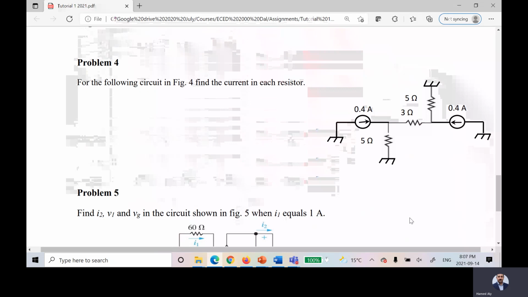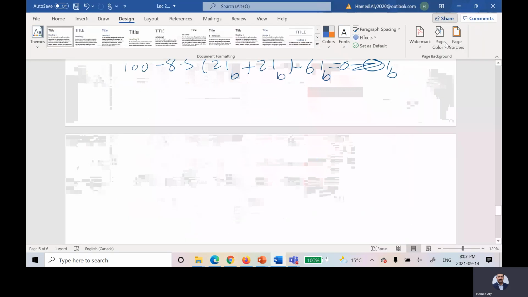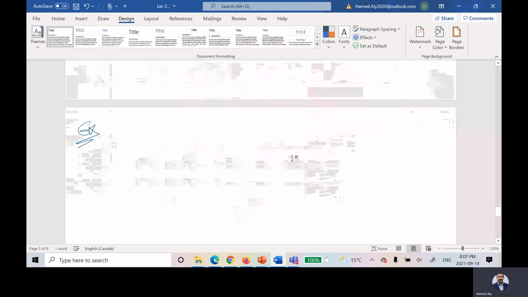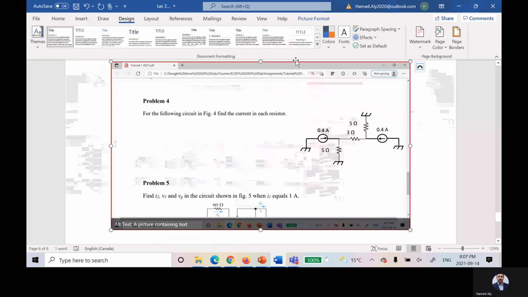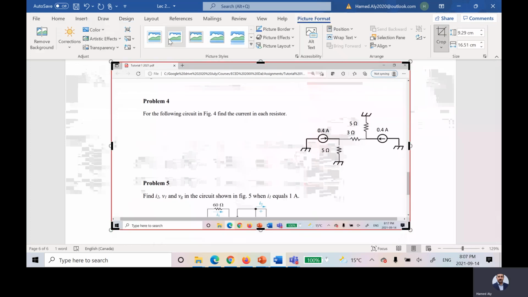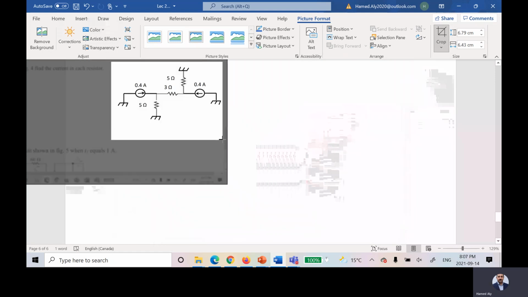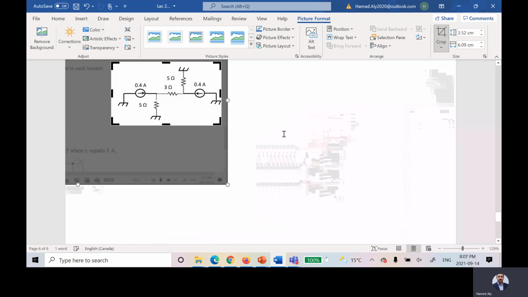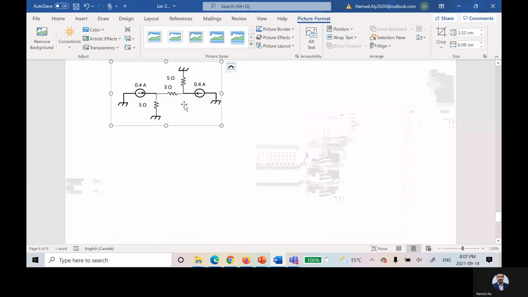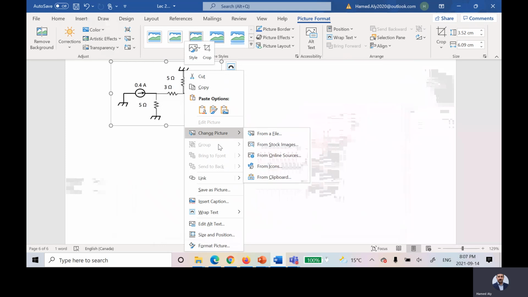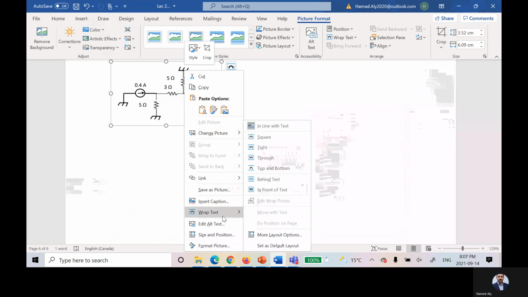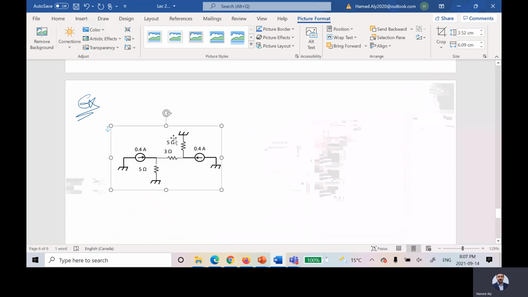Let us see this problem. He's asking me for the following circuit, calculate the current in each resistor. This is similar to what you have in the assignment. There is a problem similar to this one. Copying and pasting, I changed only the numbers. What's needed for this problem is to calculate only the current in each branch. This is what I would like you to do.